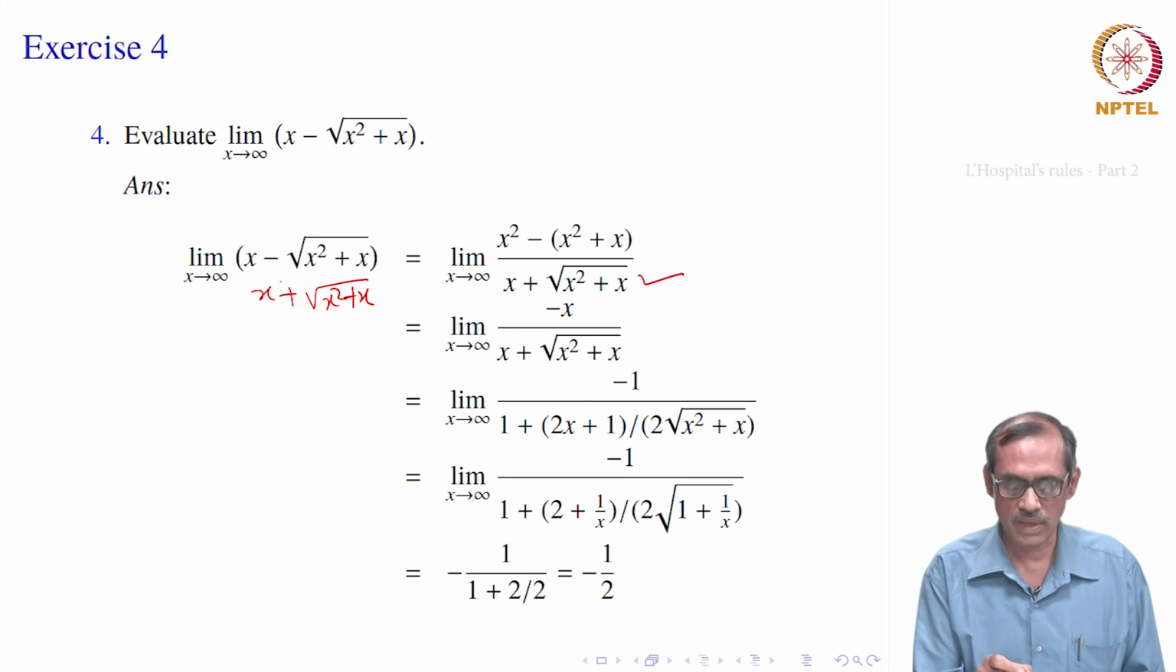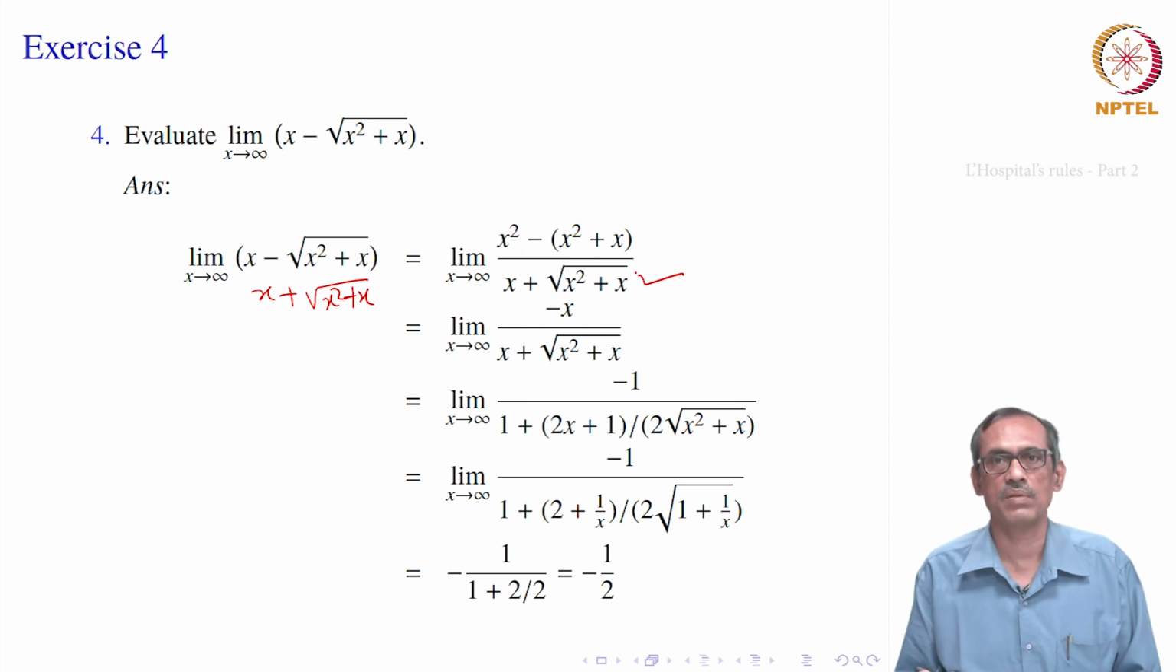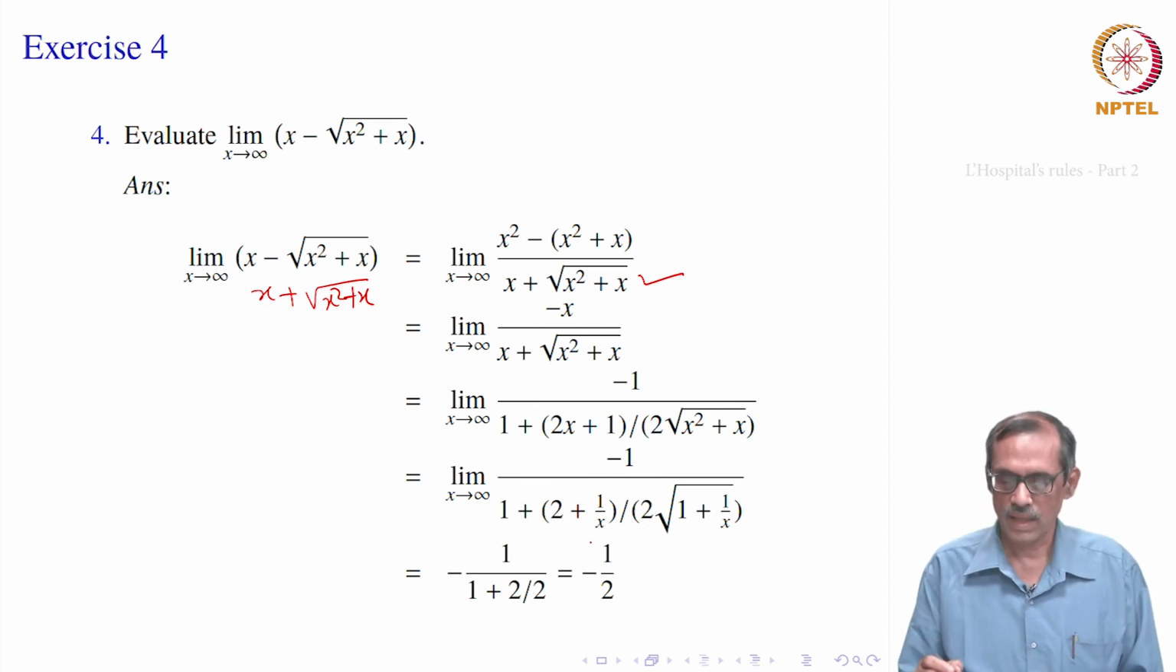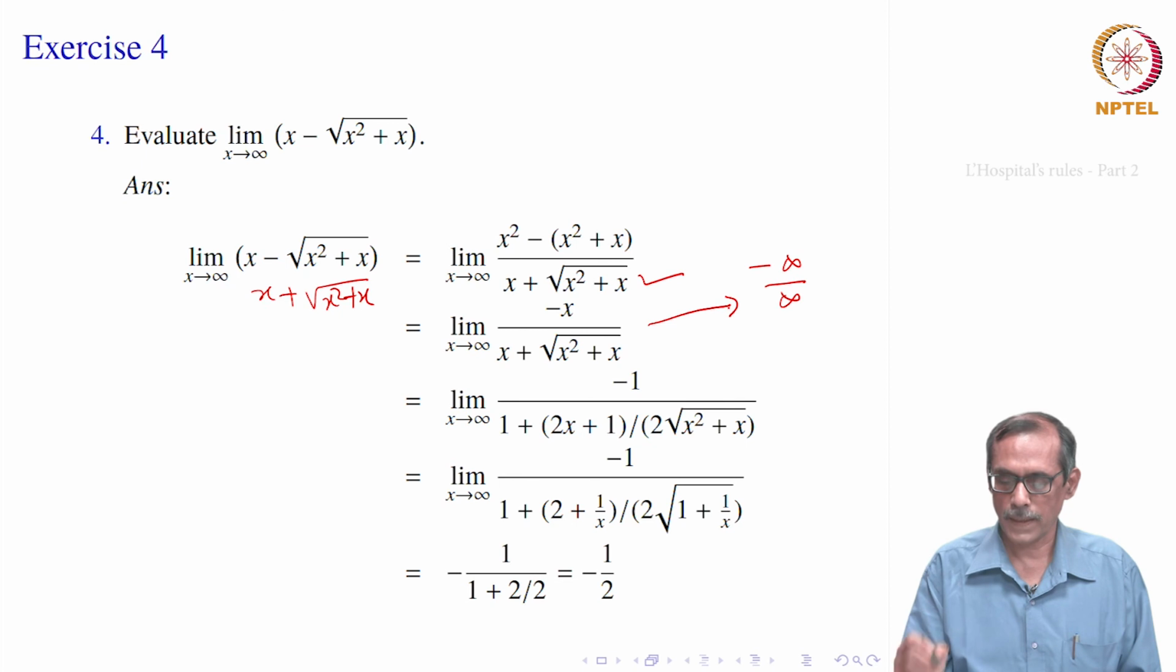So, when you multiply, the numerator gives x square minus (x square plus x), divided by x plus square root of x square plus x, and the top one we simplify. So, that gives x square cancelled, minus x, divided with the same thing as earlier. Now, as x goes to infinity, it is in minus infinity by infinity form. So, we can use L'Hopital's rule here.